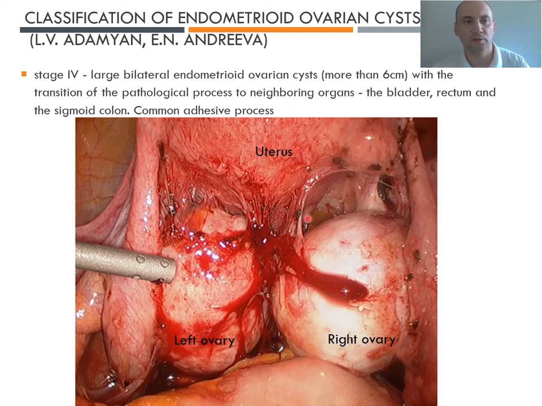Stage 4, large bilateral endometrioid ovarian cysts, more than 6 cm, with the transition of the pathological process to neighboring organs, the bladder, rectum, and sigmoid colon. Common adhesive process.